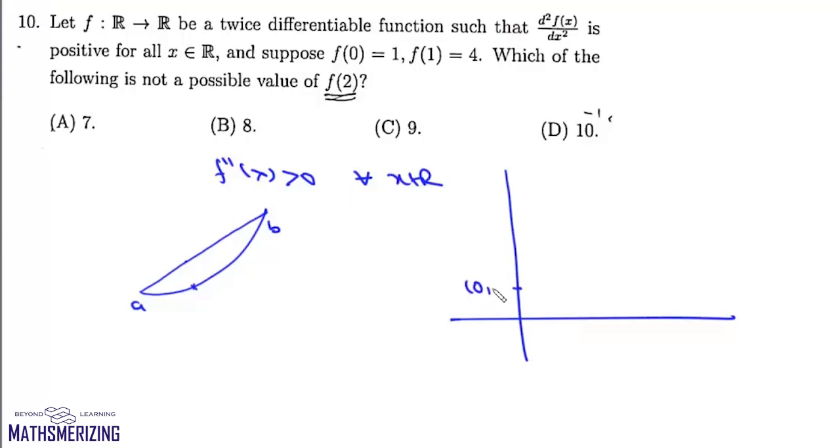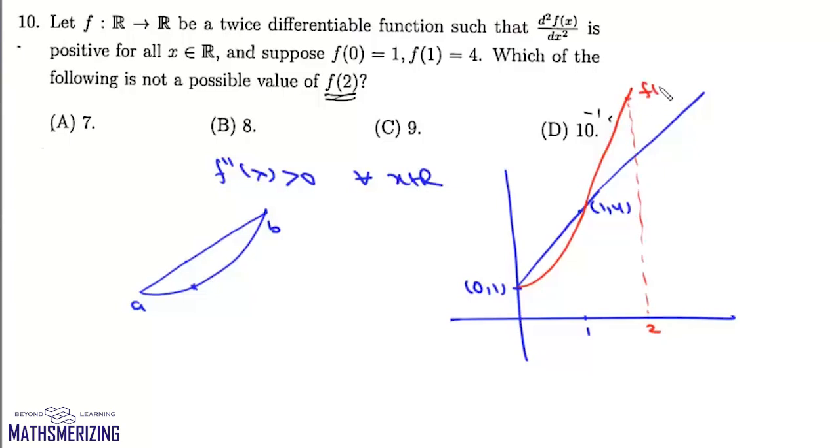So this point will be (0, 1), and then at 1 this value is 4, so it will be (1, 4). So if we draw the straight line, then since this curve is concave up, it will be drawn like this. Now we have to find the possible value of f(2). So this point is 2 and this is f(2).